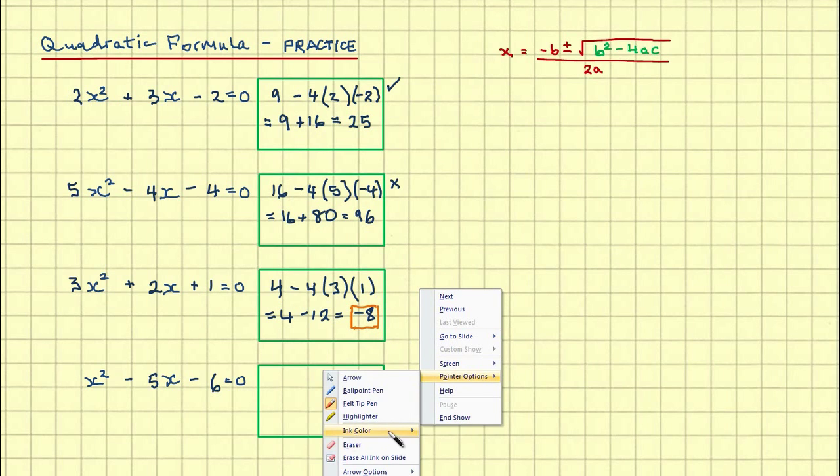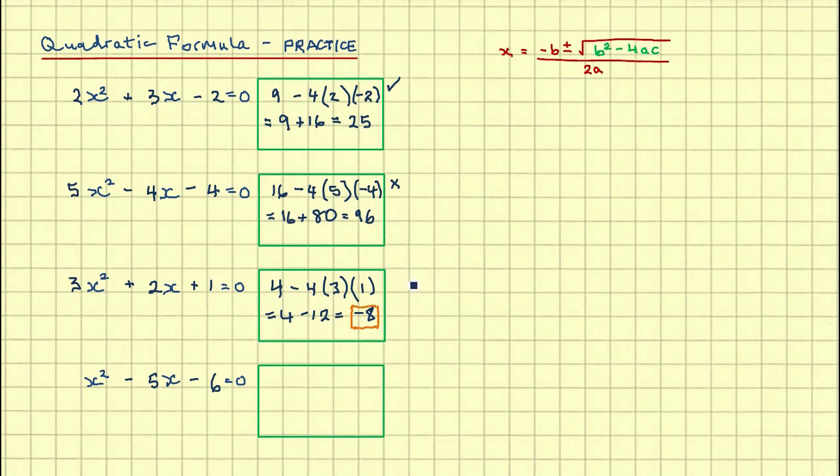So that's fine, that will happen. Not everything can be solved, not everything crosses that x-axis, but what it means is we've finished with this one. So we immediately write no real roots, so no solutions. And that one's finished. Okay, let's hope that doesn't happen with this one.